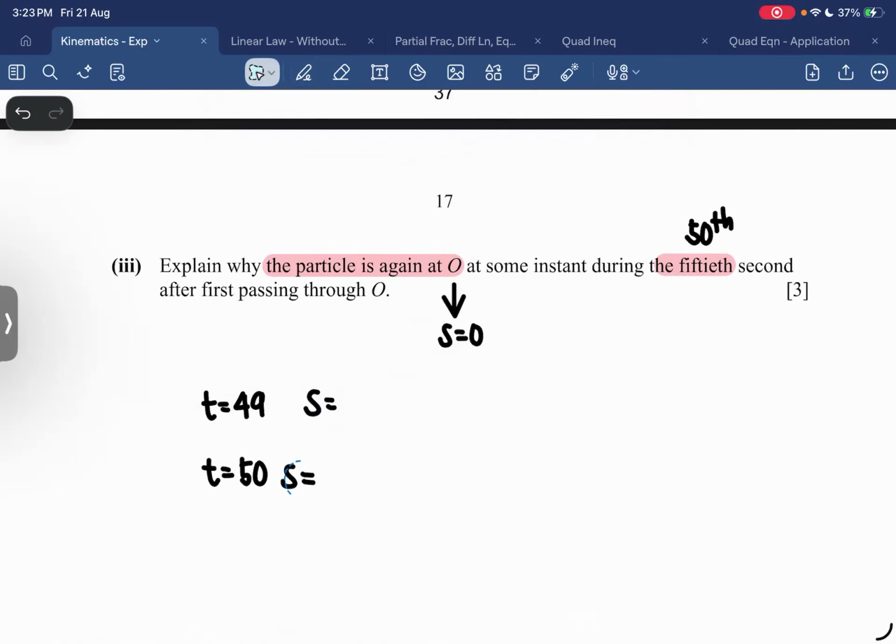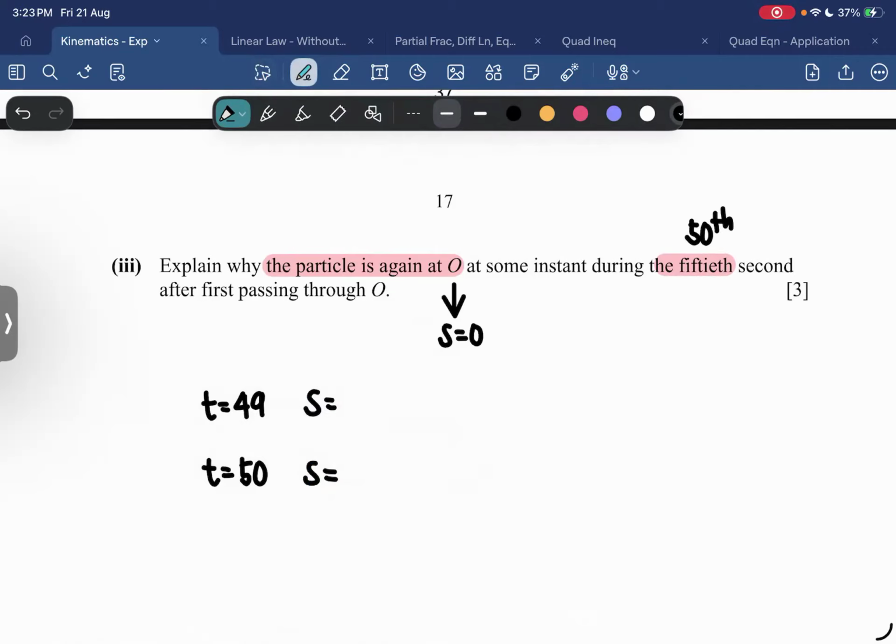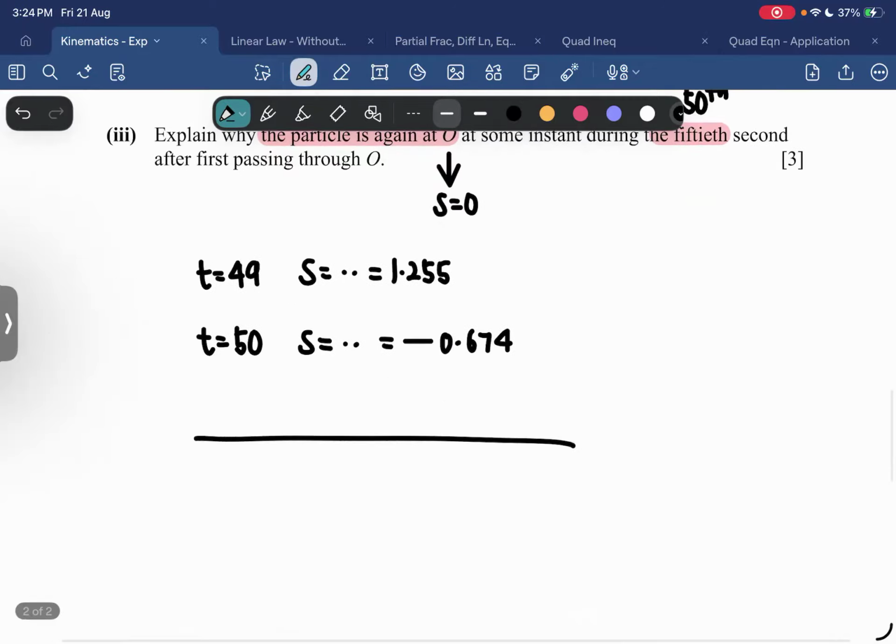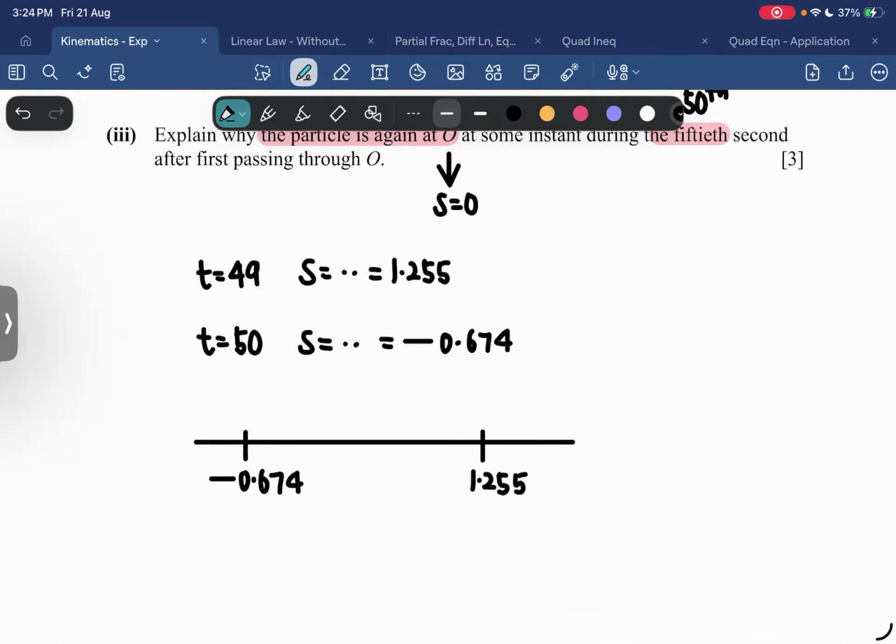So you sub into the s expression, and you will get 1.255 meters at t equals 49. Then you sub in t equals 50 and you get negative 0.674. So on your number line, at t equals 49 this is 1.255, then you go backwards, this is negative 0.674. Your s equals 0 is somewhere here, because you are going this way.